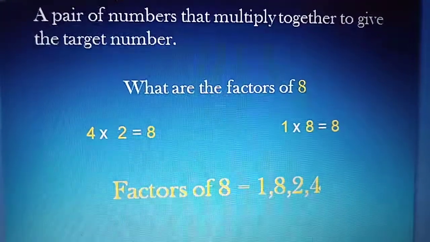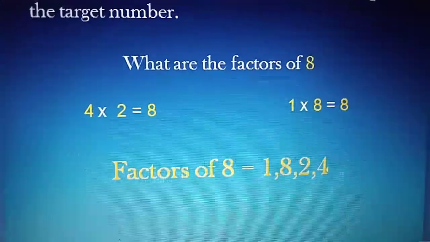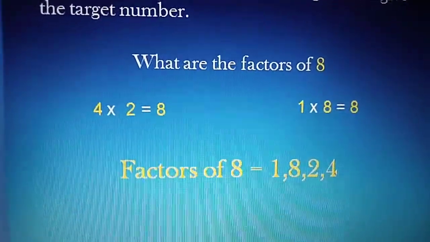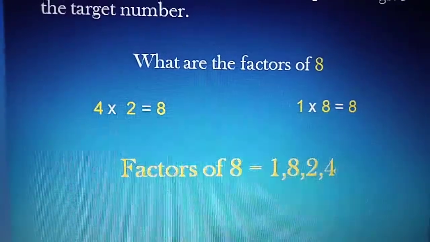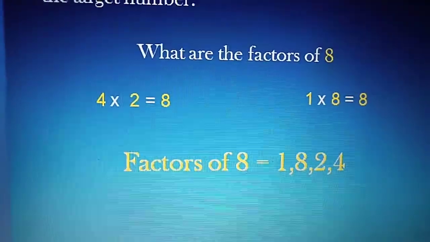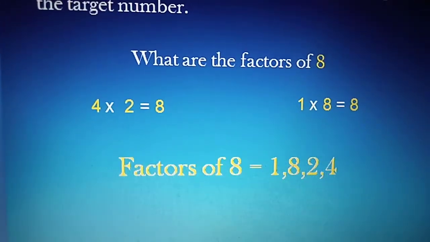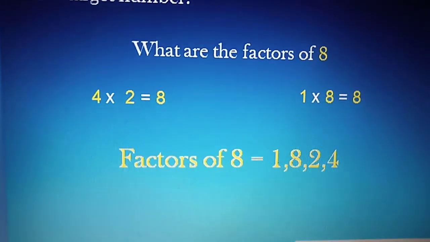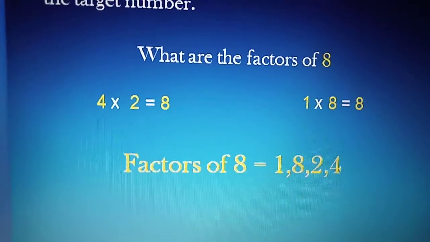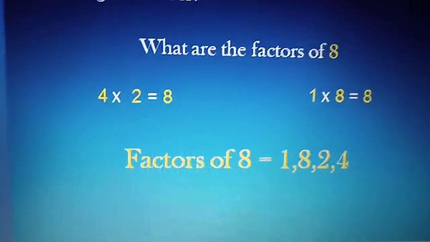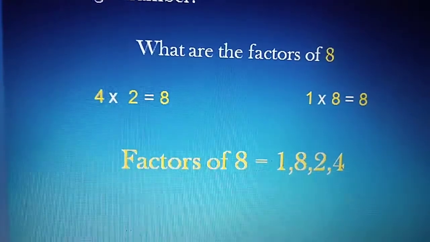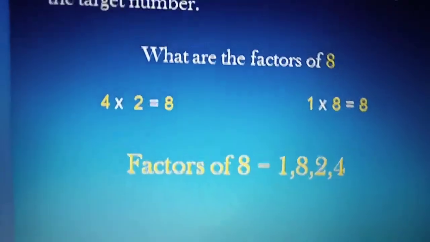Now let us find the factors of 8. Again I could find two pairs of numbers. When multiplied we get 8. That is 4 2s are 8, 1 8s are 8. Do you get any other pair of numbers? No. Right. So we have only 4 factors of 8, that is 1, 8, 2 and 4.